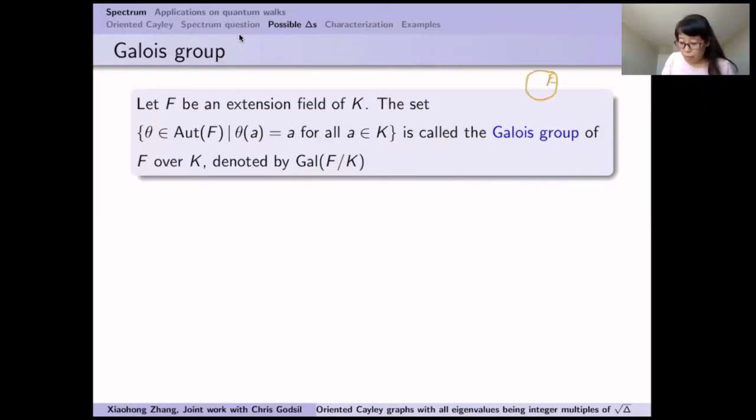So assume we have a field K, and we have a larger field F that contains K. We consider all the field automorphisms of the big one, and we collect all the ones that fix all the elements in the small field. The collection of such automorphisms is called the Galois group of this field extension F over K. So we use this notation. We have some field extension, and there is some Galois group here. We might have something in between.